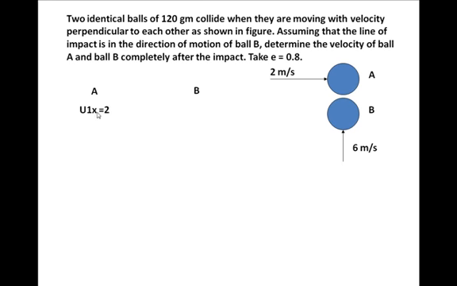So what we do, we take these bodies A and B and write out the data systematically. u1x, that is the initial velocity of body A in the x direction, is 2. The initial velocity of body B in the x direction will be 0, so u2x is 0. u1y is 0 and u2y is 6. Now the impact is along the y-axis. They've given that. So there is no impact along the x-axis, and therefore the x direction final velocity will be unchanged. v1x will be the same as u1x. v2x will be the same as u2x, that is 0.